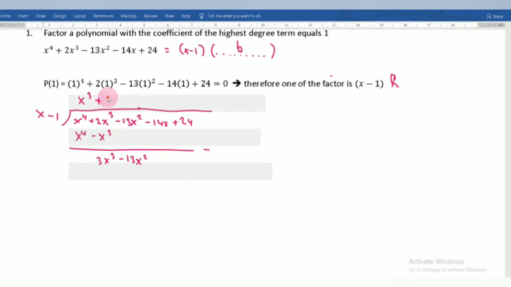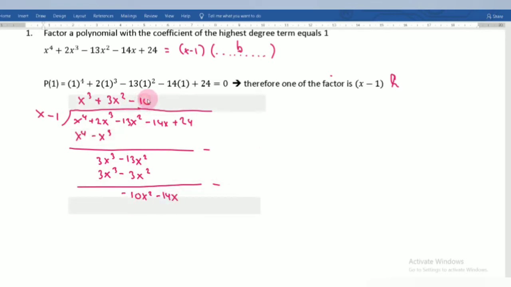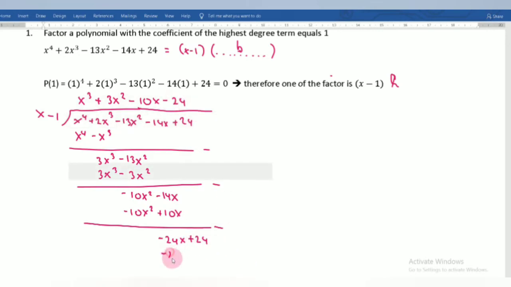So I will multiply it by 3x squared. It will be 3x cubed minus 3x squared. You subtract it, it will be negative 10x squared minus 14x. It will be minus 10x. So it will be negative 10x squared plus 10x. When you subtract, it will be negative 24x plus 24. So I will multiply it by negative 24. So it will be 0.